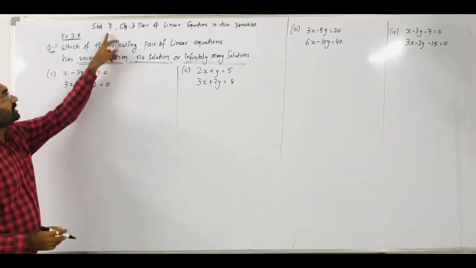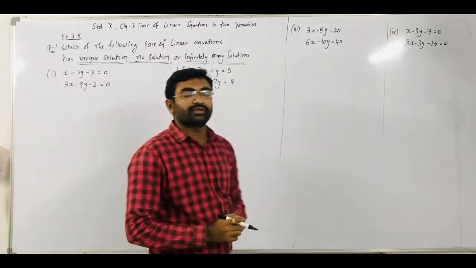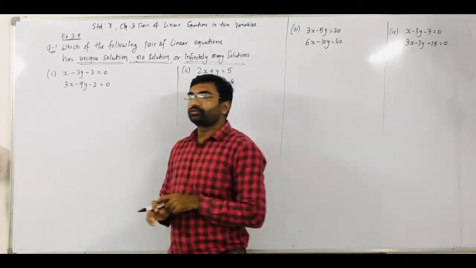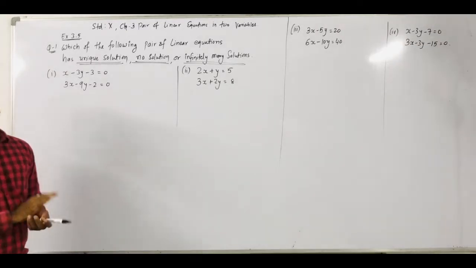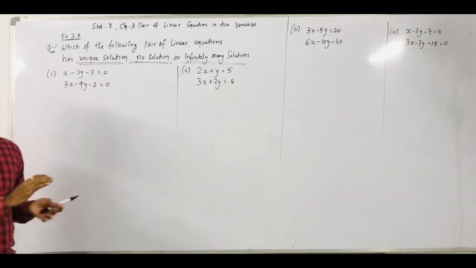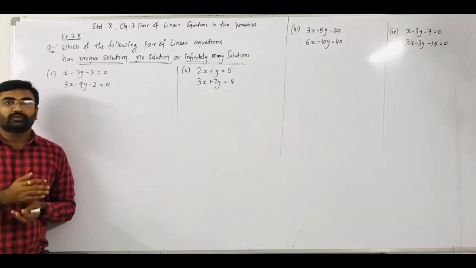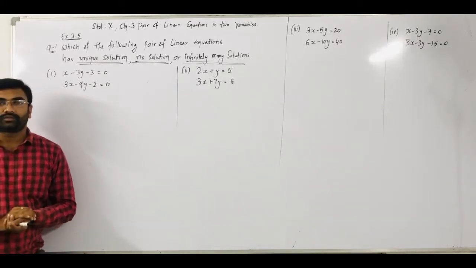Hello students, standard 10 chapter number 3, pair of linear equations in two variables. Today we have to solve exercise 3.5, which is based on the cross multiplication method, as well as where we have to define the solution type: unique solution, no solution or infinitely many solutions, right?